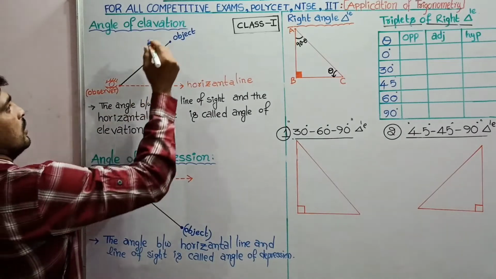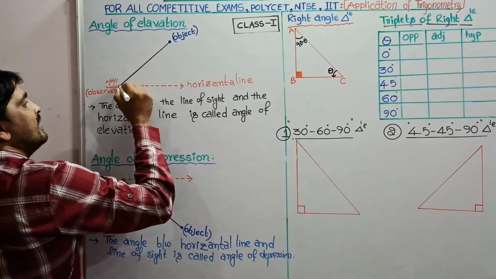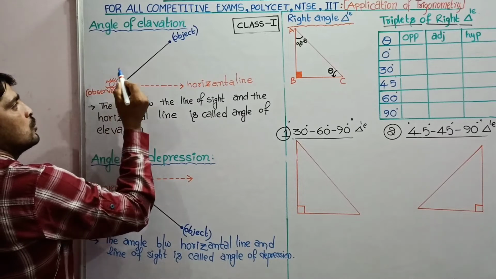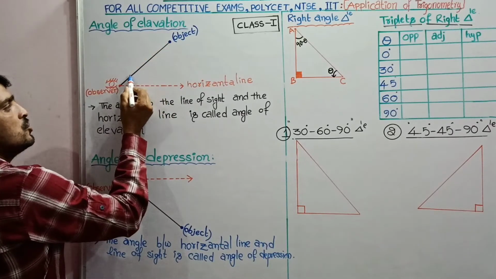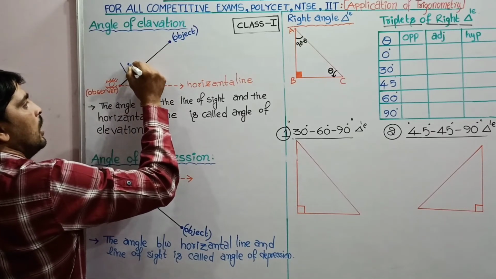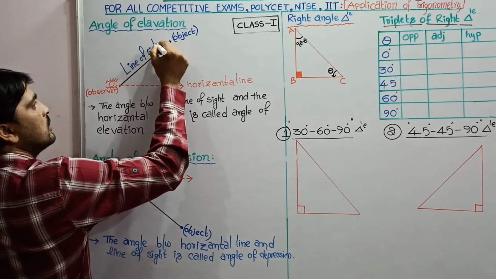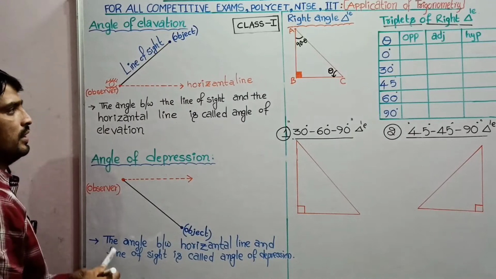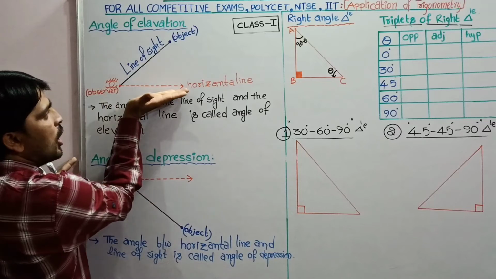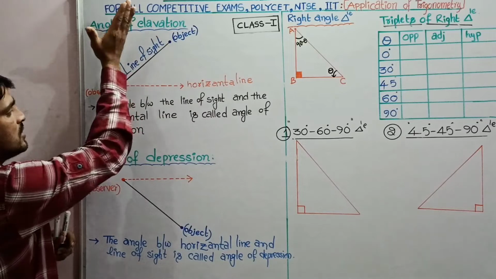And this is the point where the object is placed. So this line joining the observer to the object is called the line of sight. The note point here is that the line of sight is above the horizontal line.